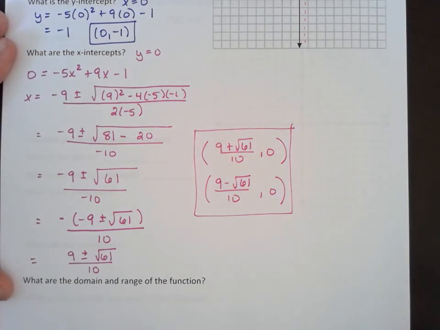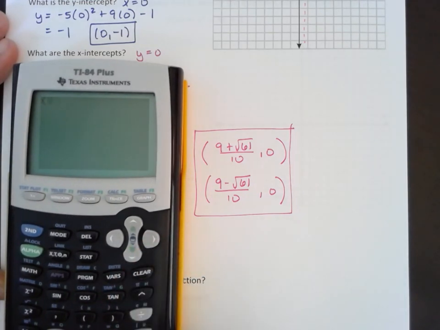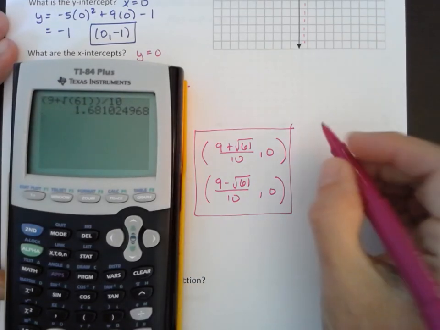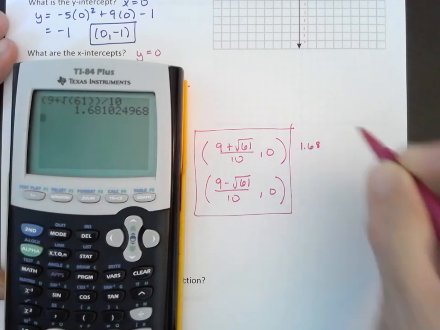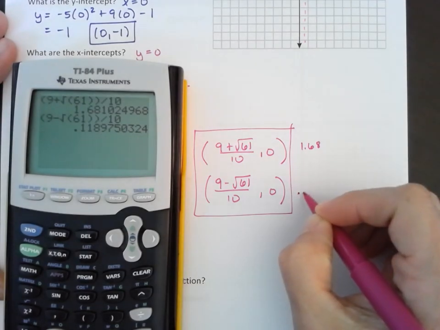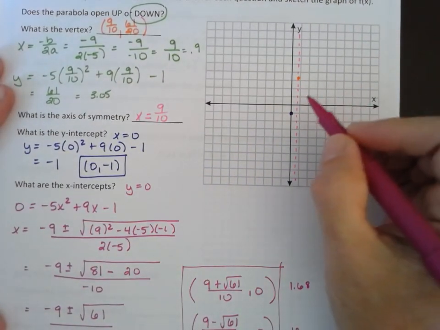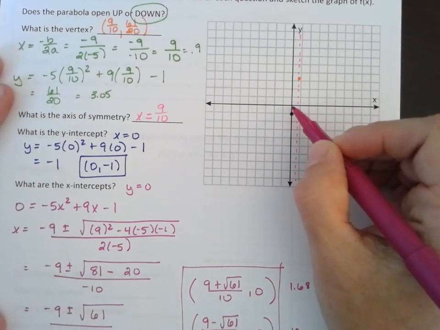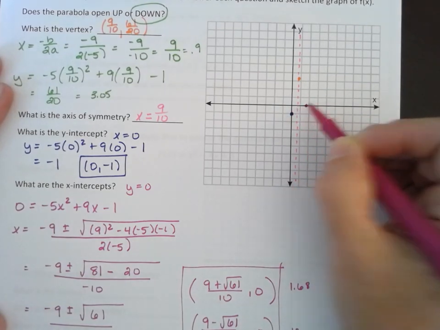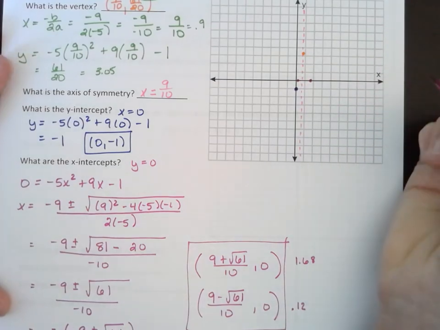But if I need to graph those, I need to know some sort of decimal that represents them. So we have 9 plus the square root of 61 divided by 10. So this one is approximately 1.68. And then the one with the minus in it is about 0.12. So we can go to our coordinate plane graph where x is 1.68. It's about here, I guess. And where x is also 0.12, which is really close to 0. So we have our vertex.